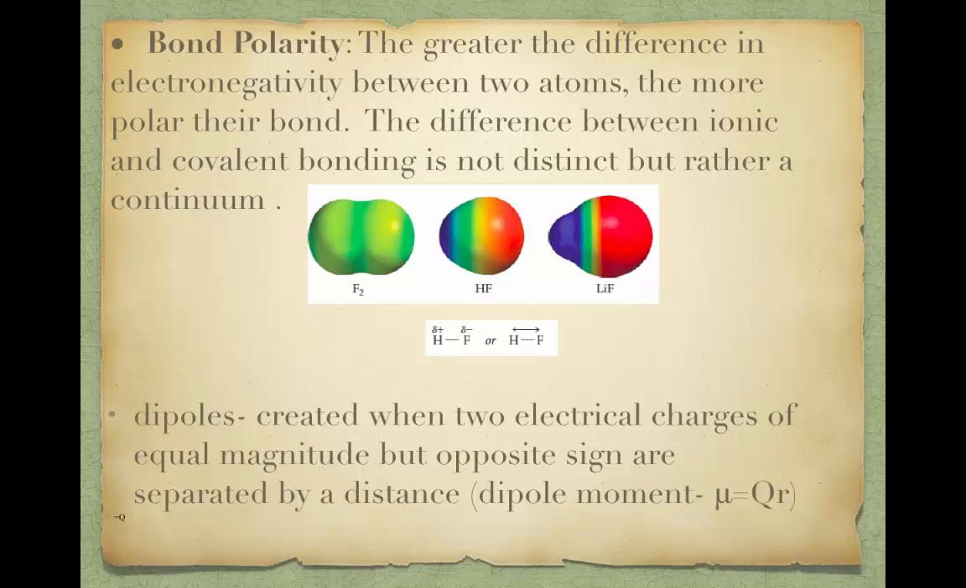Dipoles are created when two electrical charges of equal magnitude but opposite sign or charge are separated by a distance. So as you can notice for hydrogen and fluorine, a dipole has been created because hydrogen has a partial positive charge and fluorine has a partial negative charge. Now the quantitative way of expressing a dipole is the dipole moment. Now the dipole moment equals the charge, Q, times the distance between those charges, the R.